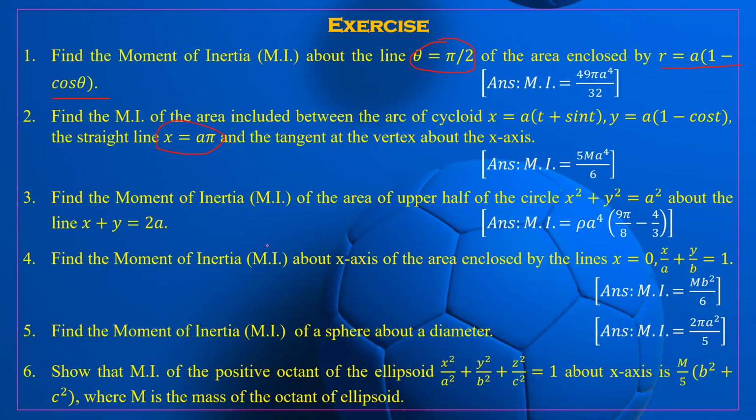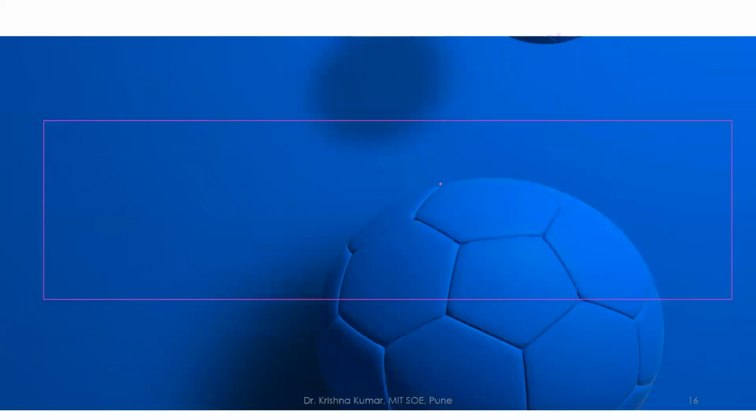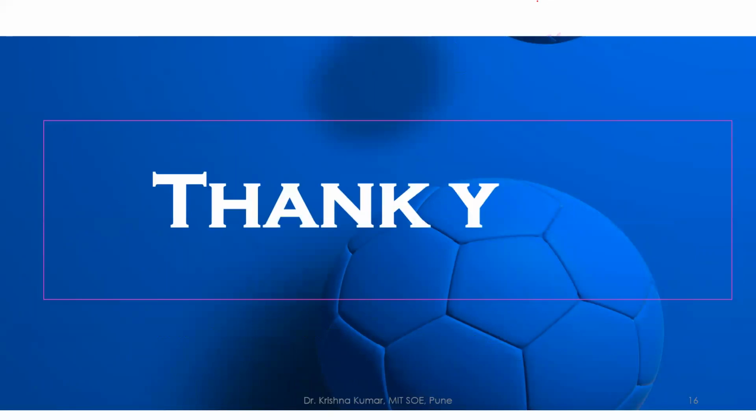So all the questions which we have given: find the moment of inertia of the sphere about the diameter. Diameter means what? It may be the x-axis, it may be the y-axis. So it depends upon you. Then the moment of inertia about the x-axis is m upon 5 times b square plus c square, where m is the mass. So now here m is given in mass. If the answer is given in terms of mass, what it means is we have to also find the density rho. In this manner, we are able to find out the moment of inertia.